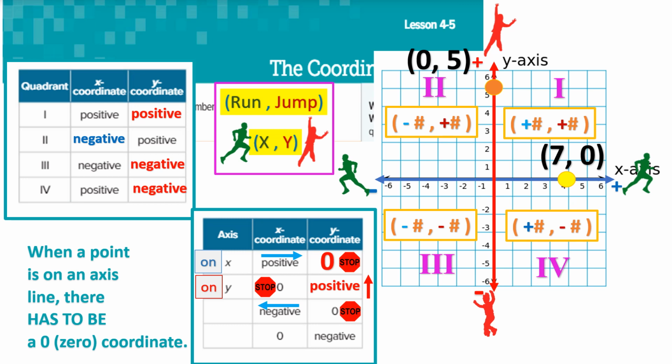If I want it to be on the x-axis but be negative, then my first number has to be negative and to the left, so it'll stay on the x-axis, but then I would just stop and not jump up or down, therefore my y is a 0. And then if I want it to be on the y-axis but in the lower region, then once again, on the y-axis, I'm going to stop. I'm not going to run forward or backwards. I'm simply going to jump down to my negative numbers.